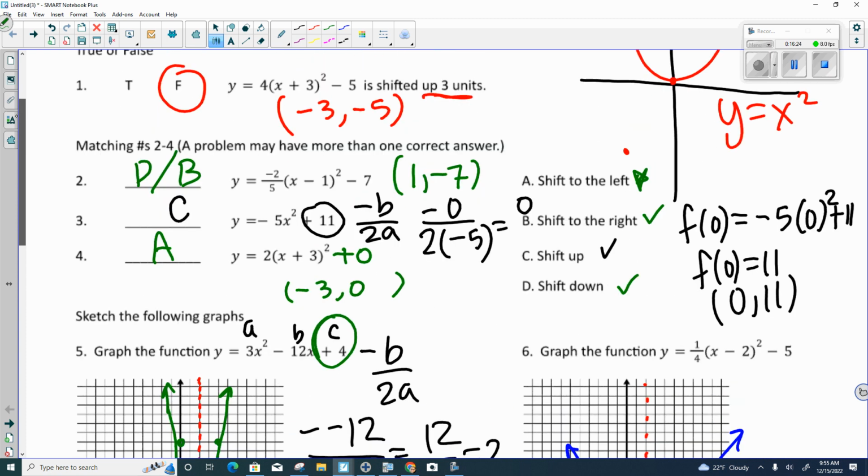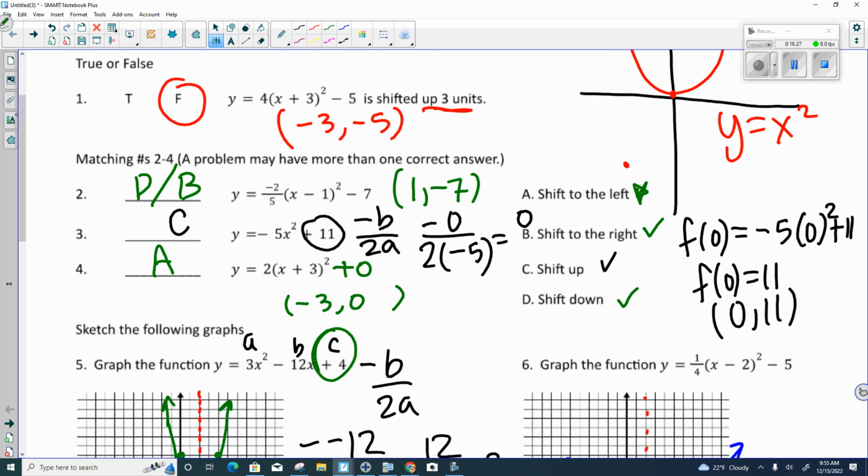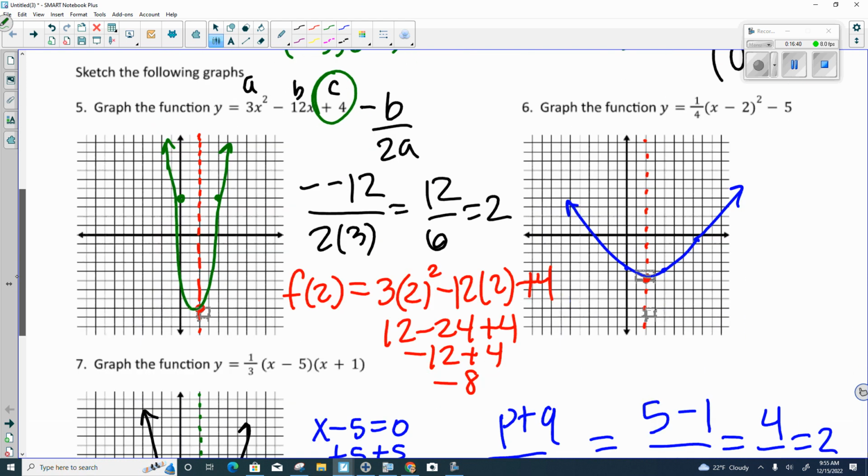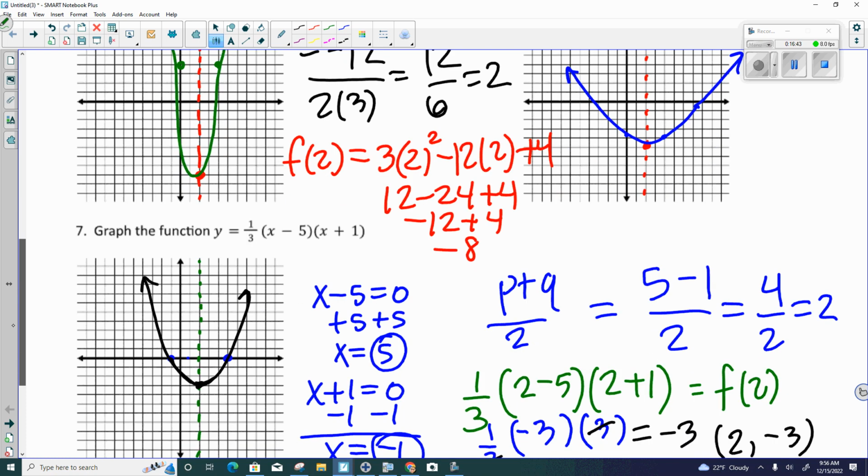Okay, let's look at the top. Any questions on these? Could you do some more that are a little bit different? Can you figure out the shifts by finding the vertex? Okay, this one's giving it to you. This is a little tricky. Negative b over 2a. Hopefully you're seeing the patterns. Now we're taking those same equations and we're graphing them.